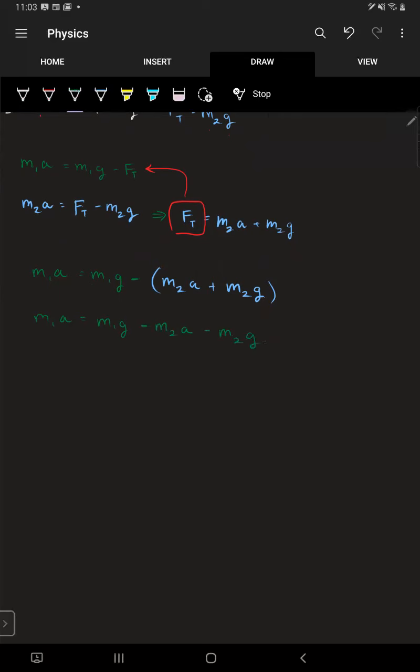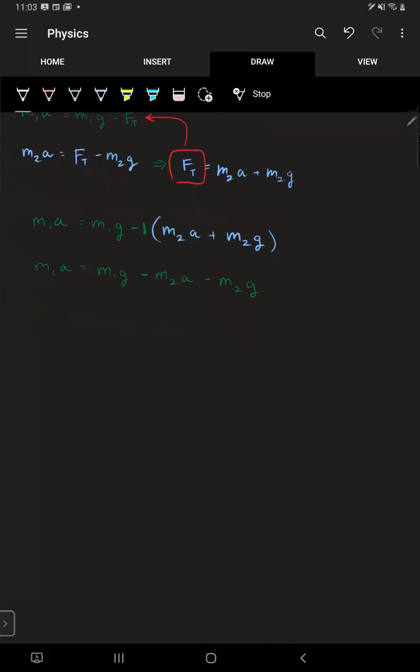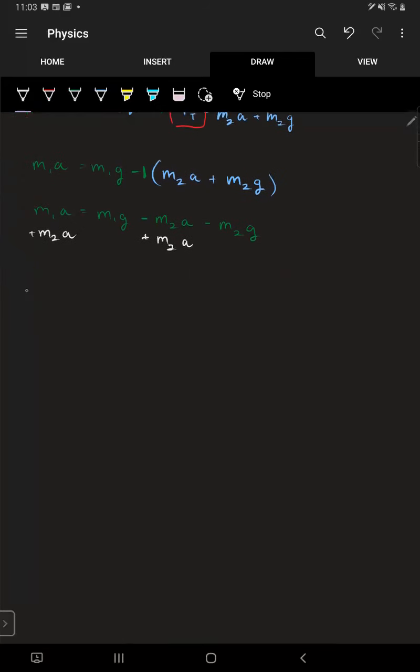The reason that you have to do a minus here is because there's actually an invisible -1 in front there. And if you distribute those, then this becomes a minus. So now we need to solve for acceleration, right? So let's add M2A to both sides. Now we get M1A plus M2A equals M1G minus M2G. So now we distribute acceleration.